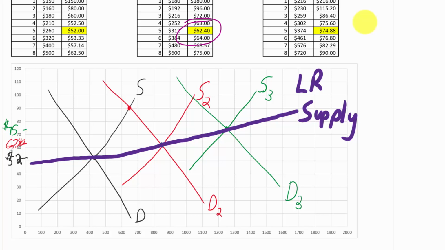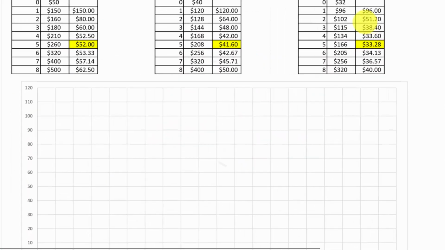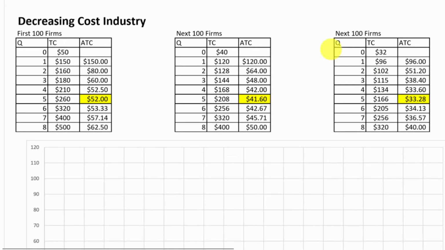And of course, there's a third possibility. There's a decreasing cost industry. So with a decreasing cost industry, the first few firms might have a minimum average total cost of $52. The next 100 firms might find that it's easier, cheaper to produce than the initial firms that came in. And then the firms after that might find it even cheaper.